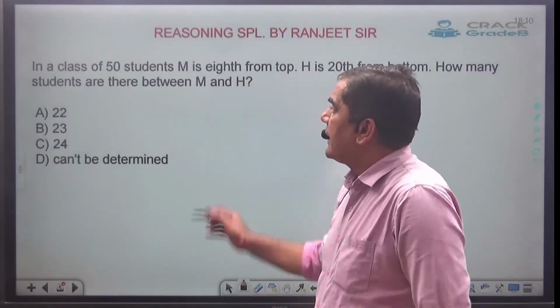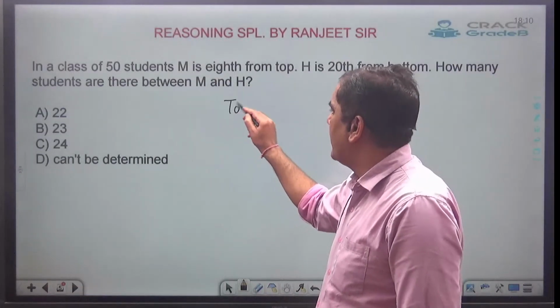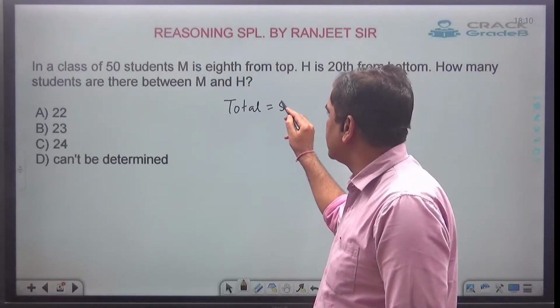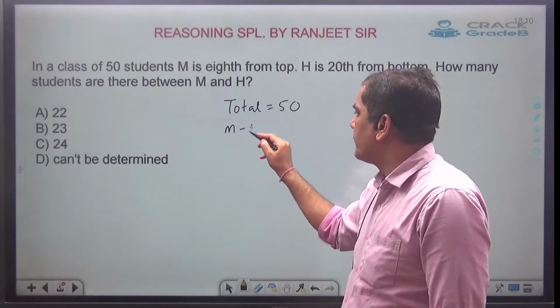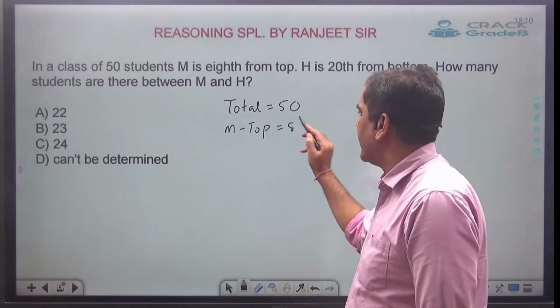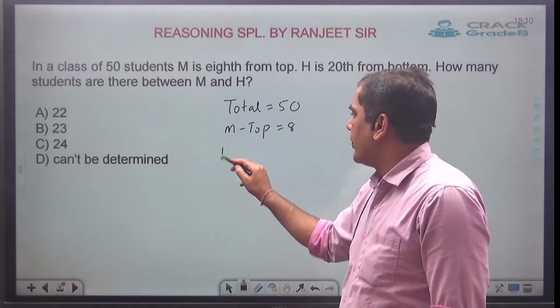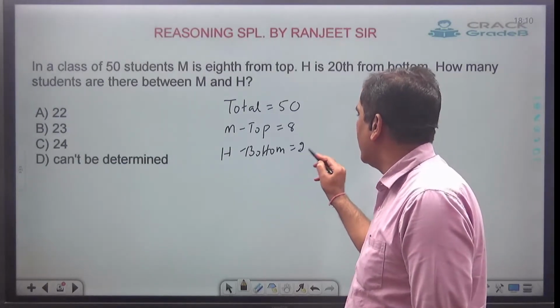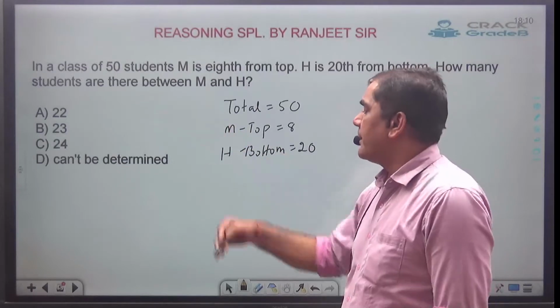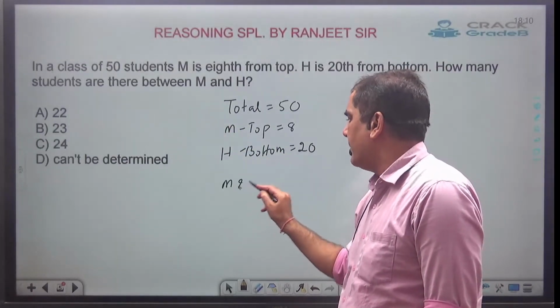See here, in a class of 50 students, total is given to be how much? 50. Total is given to be 50. Now here saying M is 8 from top. So M position from top is given to be how much? 8. And H is 20th from bottom. So H position from bottom is given to be 20th. Okay. Now they are asking how many students are between M and H. So they are asking for M, H between.